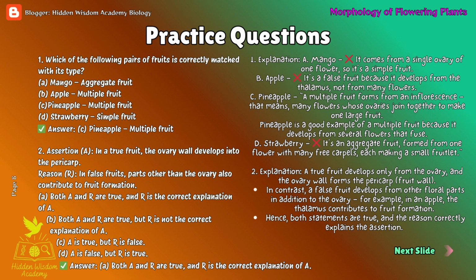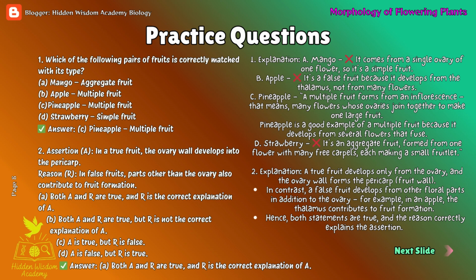Assertion A. In a true fruit, the ovary wall develops into the pericarp. Reason R. In false fruits, parts other than the ovary also contribute to fruit formation. Option A. Both A and R are true, and R is the correct explanation of A. Option B. Both A and R are true, but R is not the correct explanation of A. Option C. A is true, but R is false. Option D. A is false, but R is true.